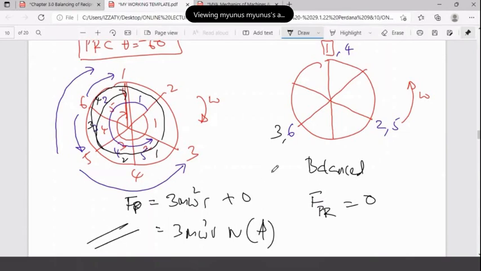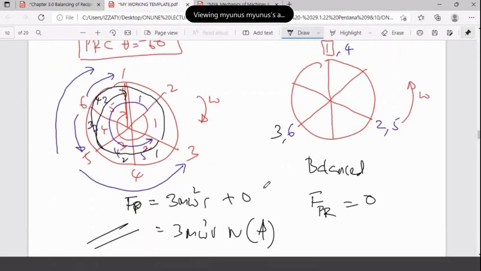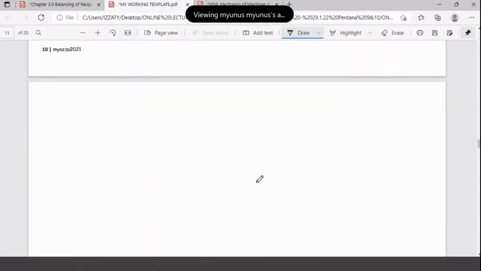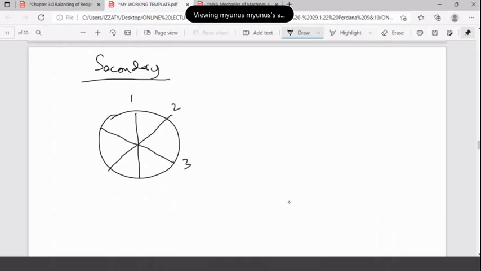And you have another diagram for secondary. So any question before we move to secondary? Any question? So now secondary. Secondary is not very difficult. Secondary is here. This is the equation just now. Number 1, number 2, number 3, number 4, number 5, number 6.